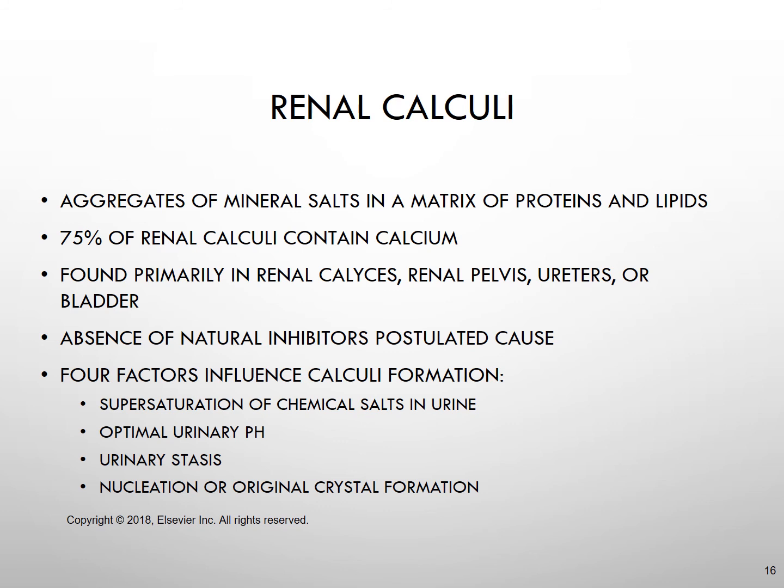Less than 1% of the population develop these stones, and 75% include calcium as a main constituent. Now, the factors that influence the formation of calculi are supersaturation of chemical salts in the urine, optimal urinary pH, urinary stasis, meaning no movement, or nucleation, or initial crystal formation.